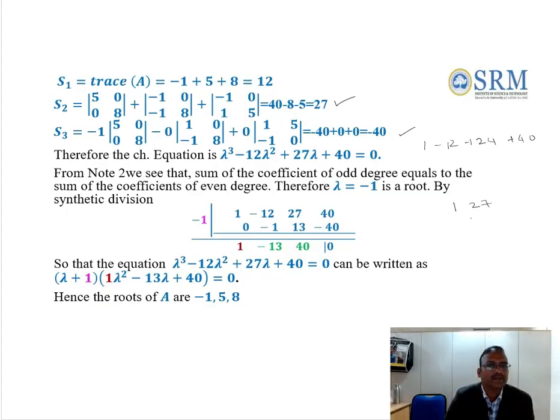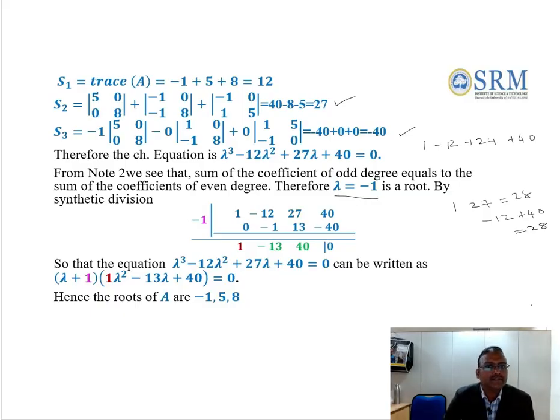1 and 27, and then the coefficients of even degree minus 12 and then plus 40. What is this? This gives 28 and then this gives 28. Therefore, the sum of the coefficients of odd degree is equal to the sum of the coefficients of even degree, hence lambda equal to minus 1 is a root.